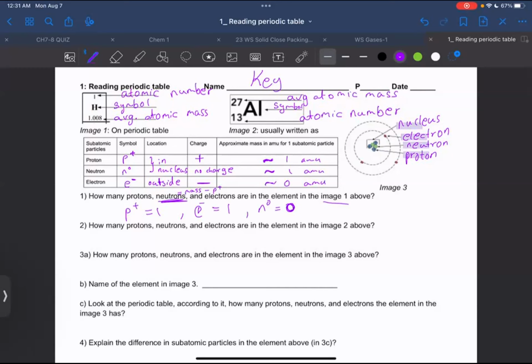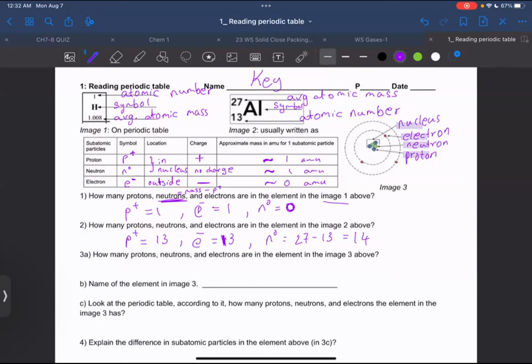All right, image 2, let's go ahead and do that. Protons, that's 13. Be careful, it's not 27, it's 13, the smaller number. Electrons also 13. And for neutrons, you would do 27 minus 13, so that would be 14 neutrons.